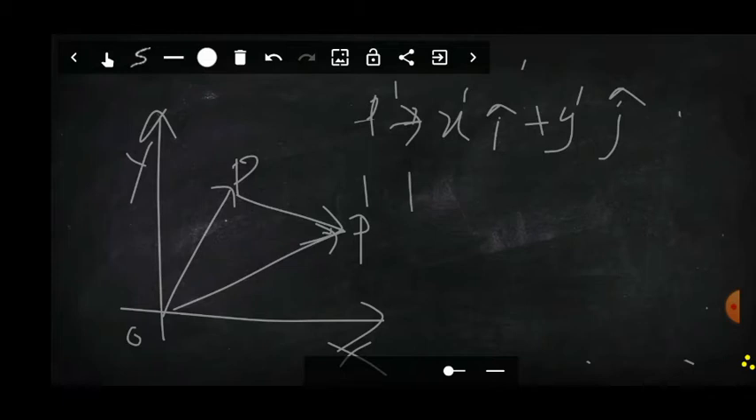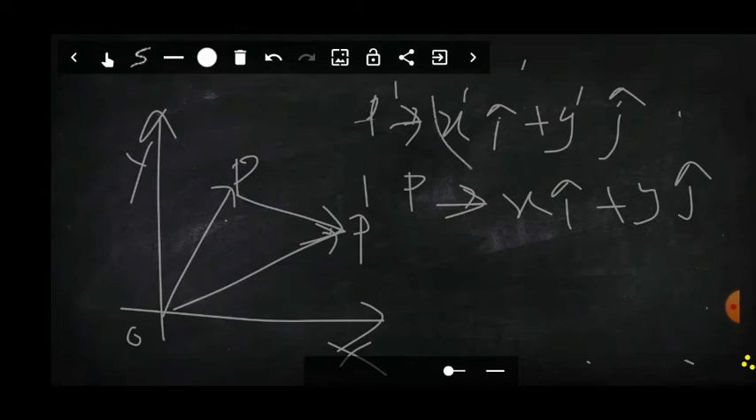And similarly the initial position is P, and the coordinates of P are represented such that the x coordinate is x, then xi plus yj. Then displacement means we have to consider the difference of these position coordinates. So we have to consider this x dash i plus y dash j minus the initial position coordinate, that is xi plus yj. So subtraction between these two gives the final position minus initial position.